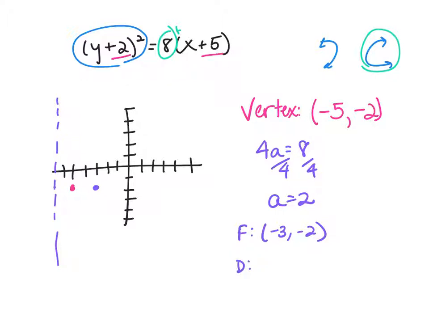Directrix is vertical, so that's an x equals line. I think it goes through the x-axis. We have x equals -6. Lastly, just draw our parabola. Remember, it opens towards the focus, away from the directrix. And there's your parabola.